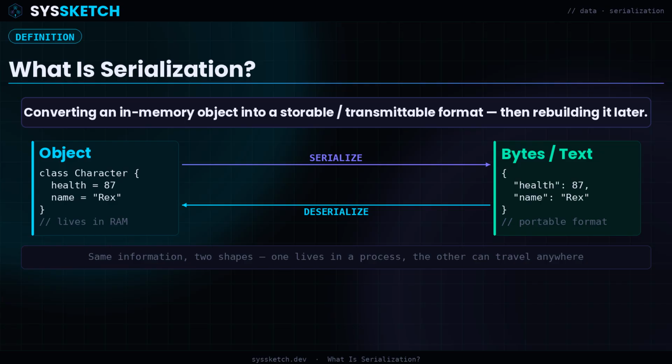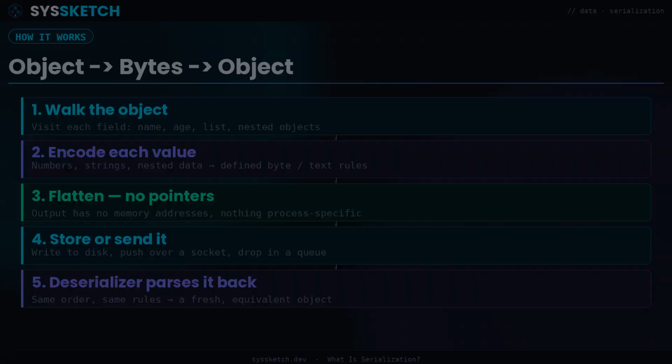Think of it like packing a piece of furniture for shipping. The assembled chair, your object, doesn't fit through the mail slot. So you disassemble it into a flat-packed box following a set of instructions, ship it anywhere in the world, and on the other end, someone follows those same instructions in reverse to reassemble the exact same chair. Serialization is that flat-pack format. It strips an object down to its essential data in a shape any compatible program, even one written in a different language, can read back and rebuild.